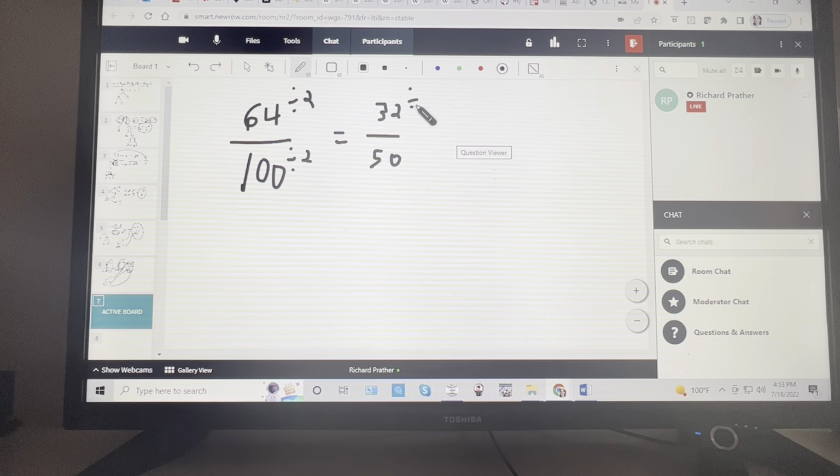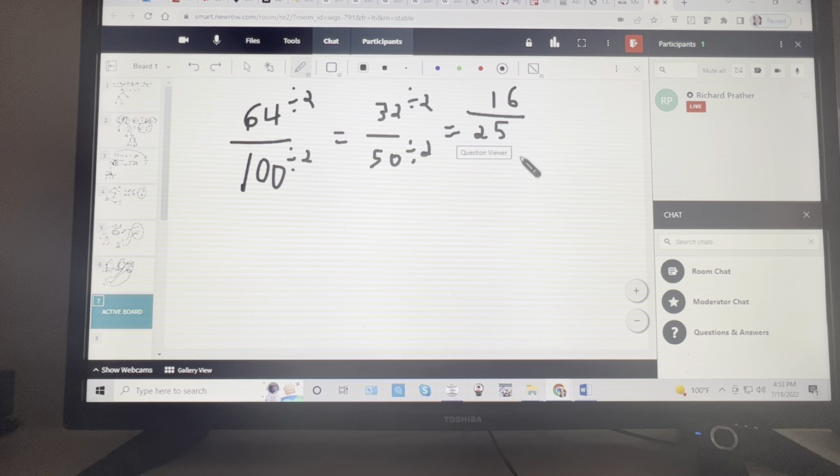They're still even, so they both divide by 2 again. Half of 32 is 16. Half of 50 is 25. So they definitely do not divide by 2 anymore. So you may reach a point like this where you're like, okay, I know it doesn't divide by 2, but maybe it divides by something else.